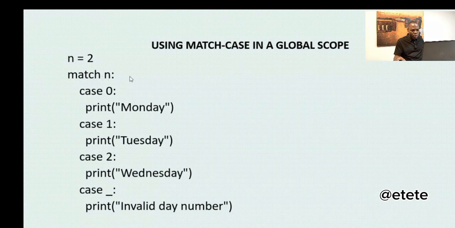Match n. Then I will go in by checking the case. Which is the pattern? From what I gave you in that syntax, this is the pattern. So case, if the pattern is 0, go in and print out Monday. If the case, which is the pattern, is 1, go in and print out Tuesday. In this case, I'm supplying 2 to my n. Now, it is 2 that is supplied, so case 0 will not execute. It will come to case 1, it will not execute. Then it will come here, the case pattern is 2, it matches this 2.